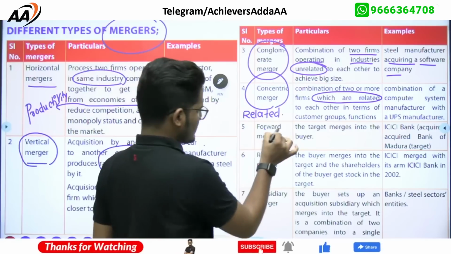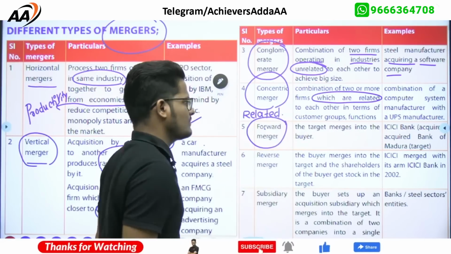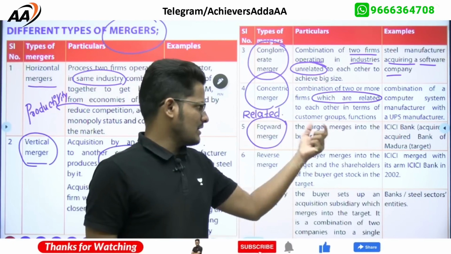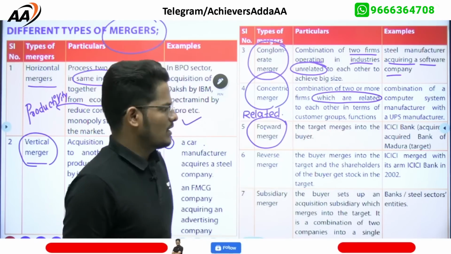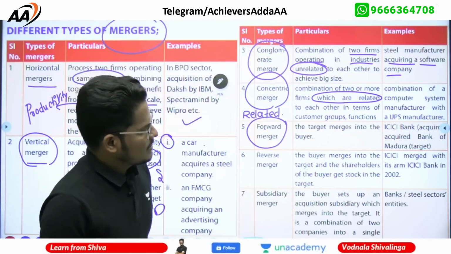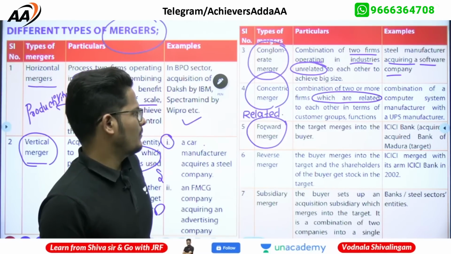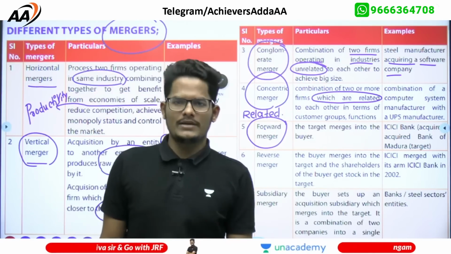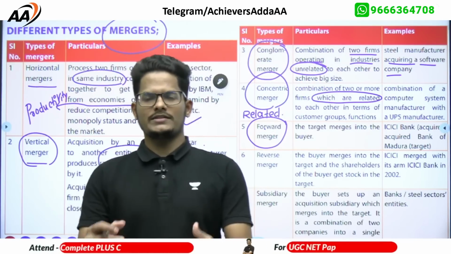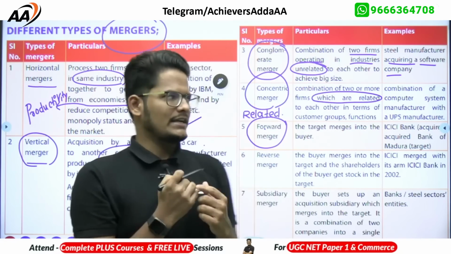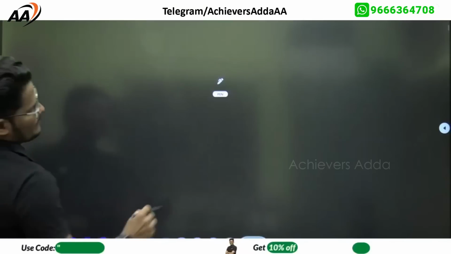Next, a forward merger and reverse merger. What is a forward merger? The target merges into the buyer. Like ICICI Bank acquired the Bank of Madura, which is the target. Forward merger and backward merger. Actually, forward merger is nothing but merging. Vertical merger is of two types.